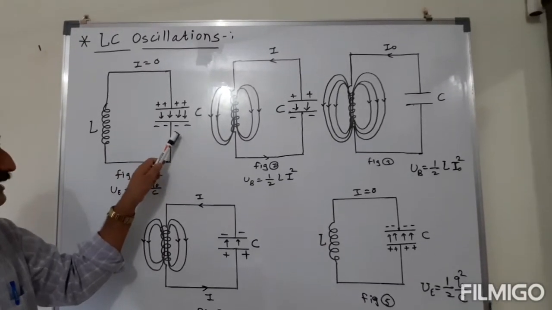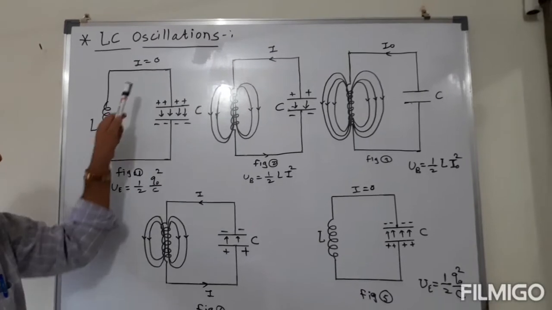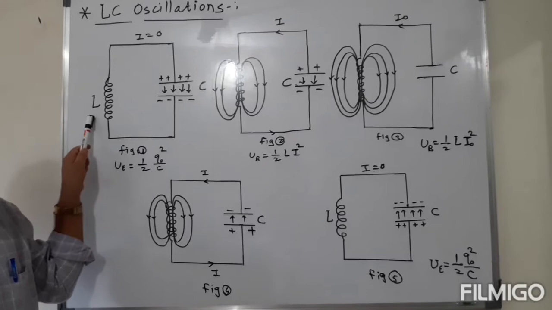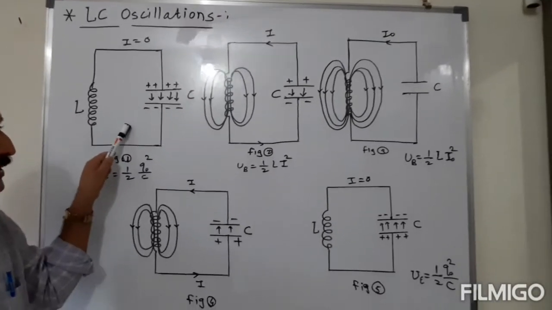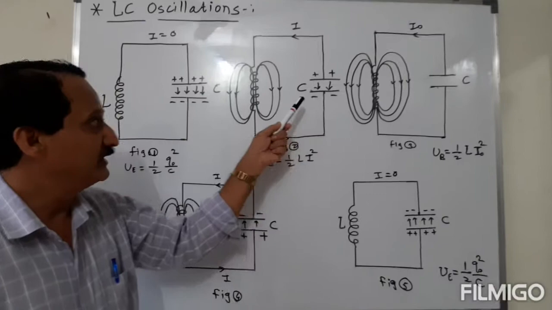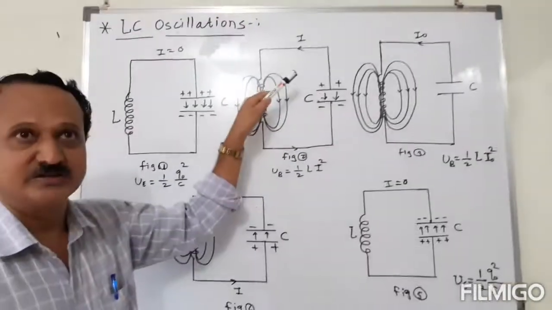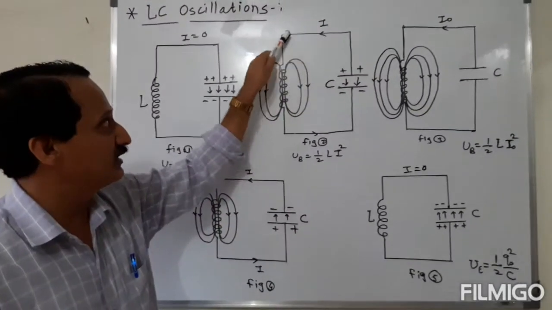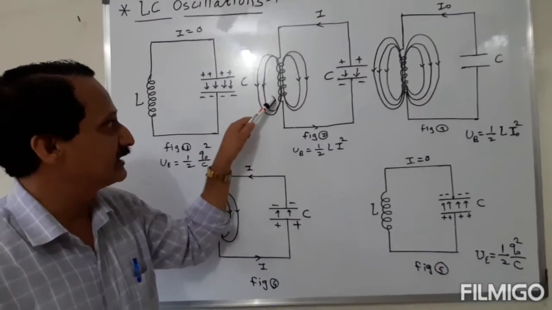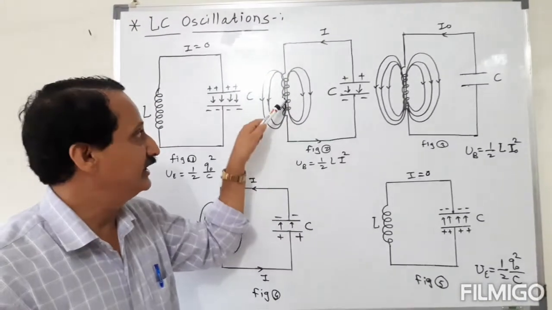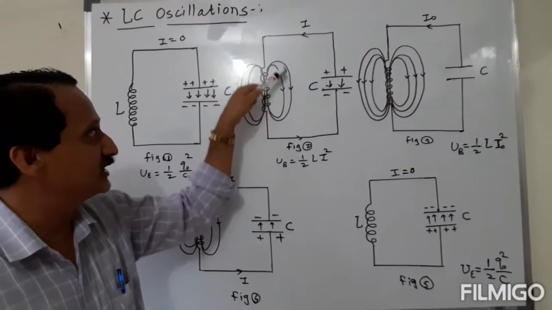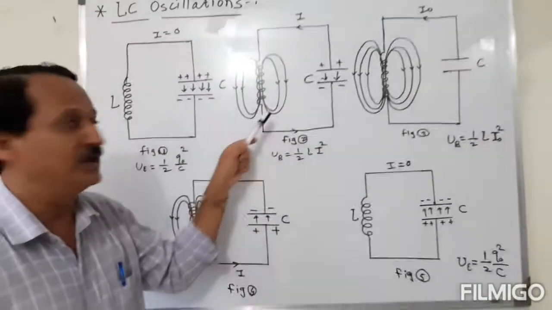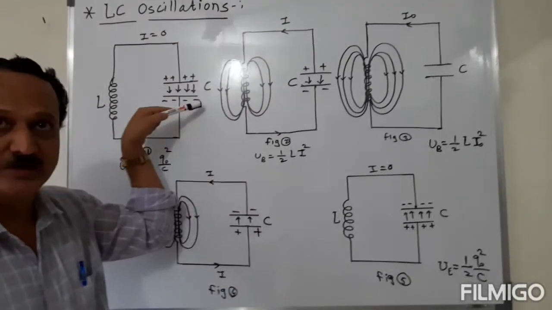Now this capacitor is connected to the inductance. Initially the current flowing through the circuit is 0, so the magnetic field energy of the inductor is also 0. When the capacitor begins to discharge, it sends current throughout the circuit. Let I be the current flowing through the circuit, and this current flows through the inductance coil, and due to that a magnetic field is produced around the coil L. This magnetic field is shown by these magnetic lines of force.